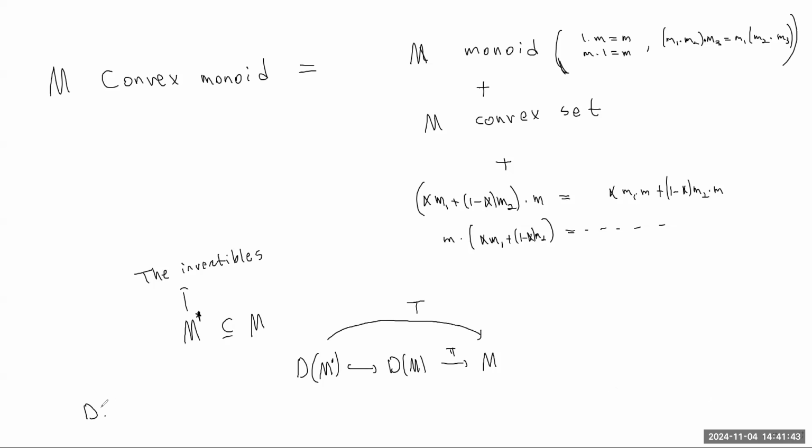So the definition of weakly invertible: M is weakly invertible if M is in the image of this T, okay? It can be written as a convex combination of invertibles. It's not that by itself it should be invertible. So every invertible is weakly invertible, okay? So it's really something weaker than being invertible.